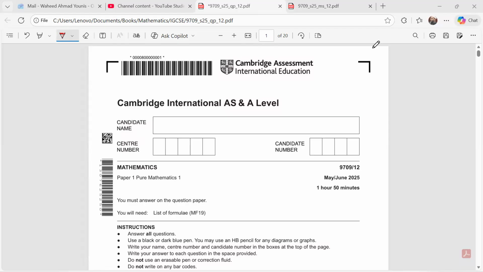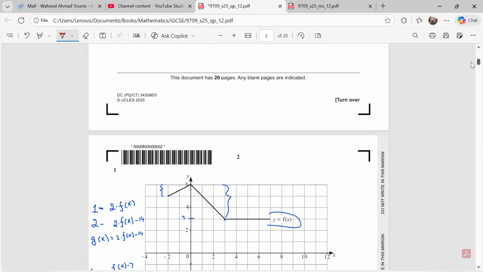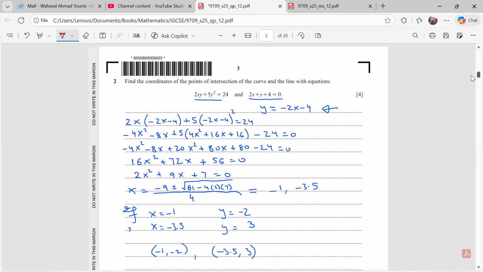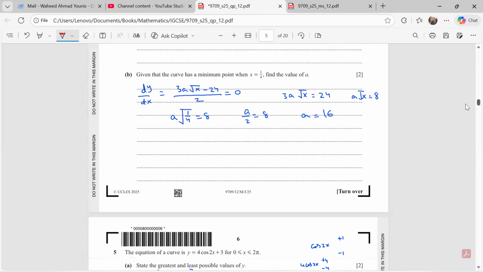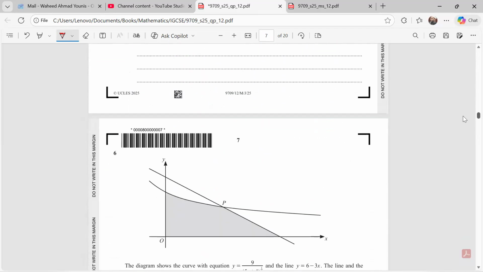So right now I have this mathematics paper one, pure mathematics, in front of me. We will be attempting to solve this one, and it is May-June 2025. We already did the first five questions. You can check them in my previous videos. So right now I will be doing question number 6 and onward.